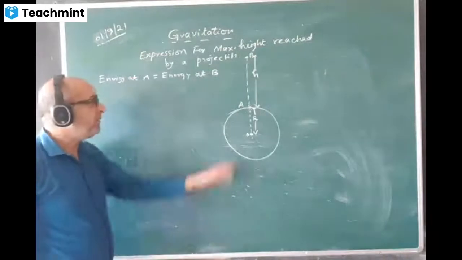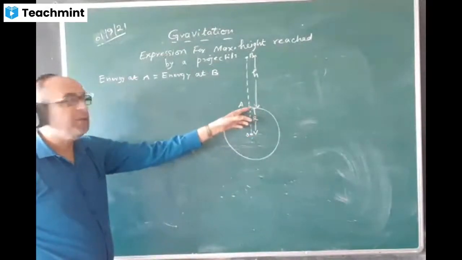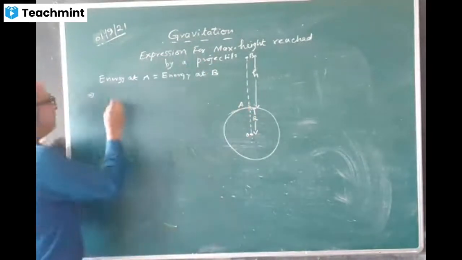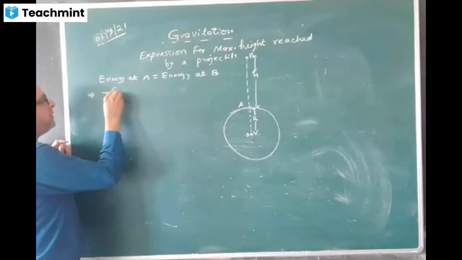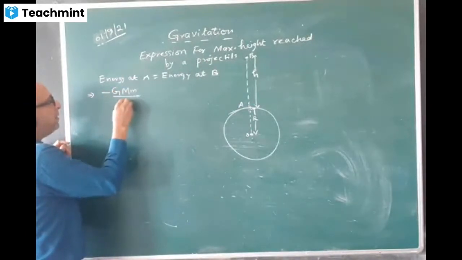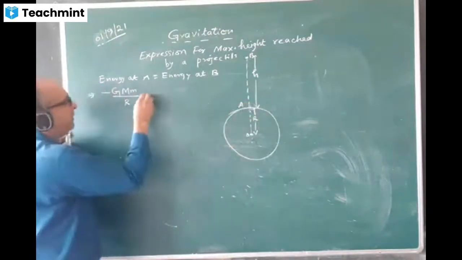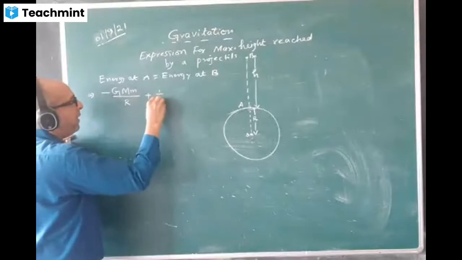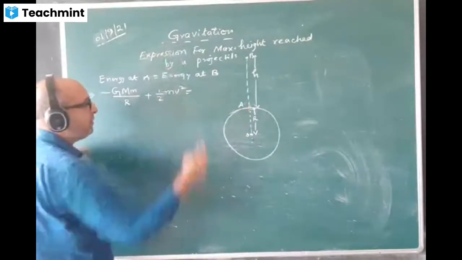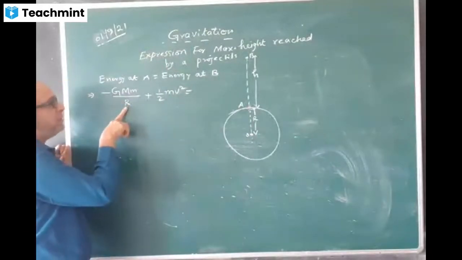What energy will it have at the point A? It will have gravitational potential energy and also kinetic energy, because we are throwing with some velocity here. The potential energy formula will go like this: minus GMm by R, plus half mv square. Small m is the mass of the body which is being thrown. Capital M is the mass of the Earth. R is the radius of the Earth.